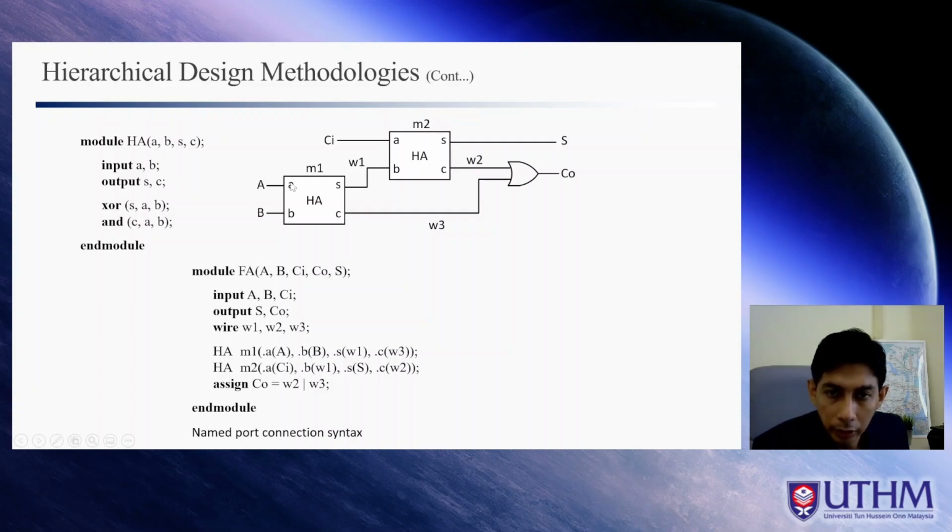Now, how do we have this? To have this, this is how we call our previous design, right? Call the name of our previous design, HA. HA is this one, right? Because our previous design, the name is HA. So this is HA, right?